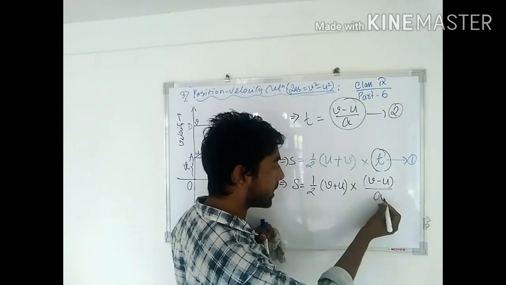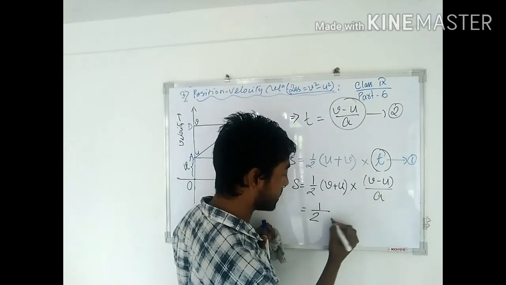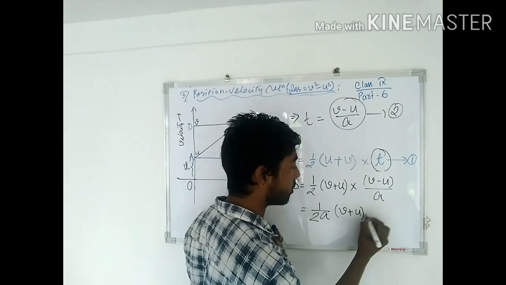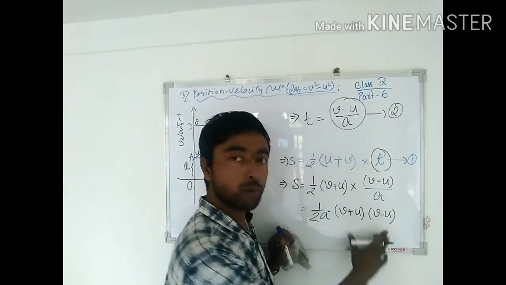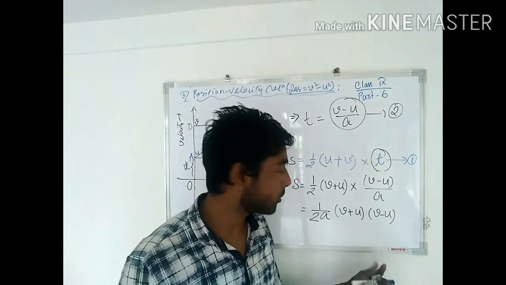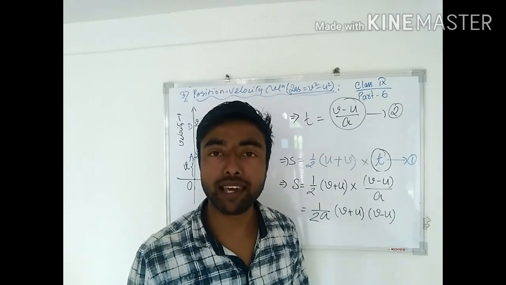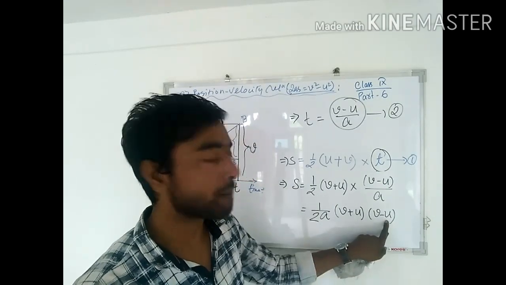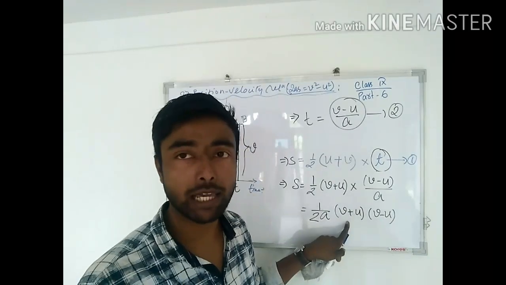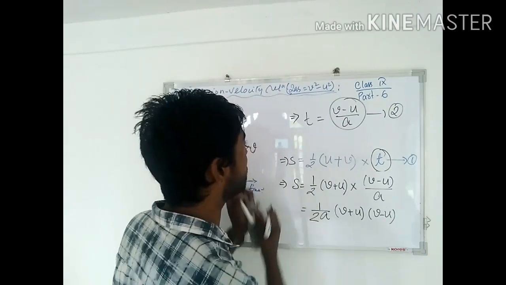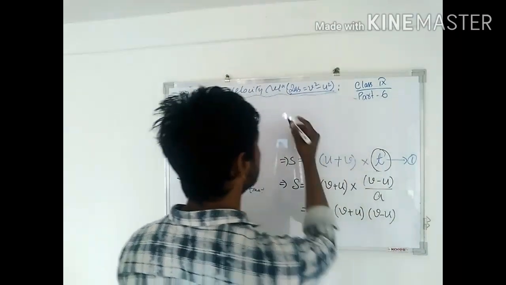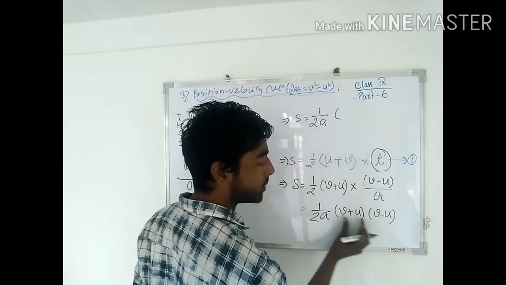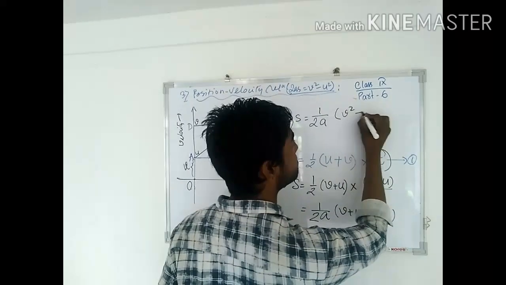So you see, can I write 1 by twice a? The 2 and a are below, right? So 1 by twice a. Can I write this as (v plus u) whole into (v minus u)? On which formula does this fall? What is the formula? (a plus b) whole into (a minus b), a square minus b square. That is why we wrote it like this. Clear? Understood? v plus u; here v minus u is there, so we wrote it in a plus b form. So what will this be? Let me write here. That implies s is equal to 1 by twice a whole into (a plus b) into (a minus b), a square minus b square.